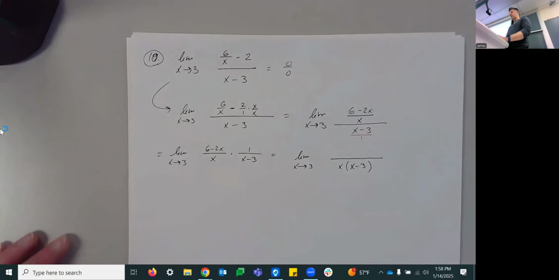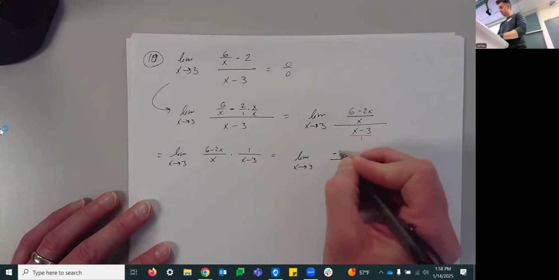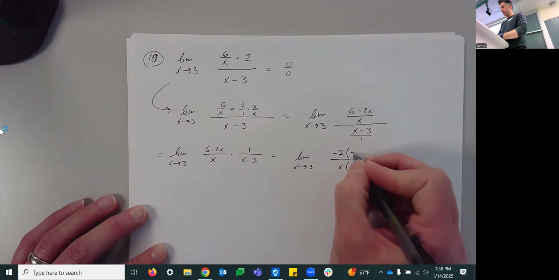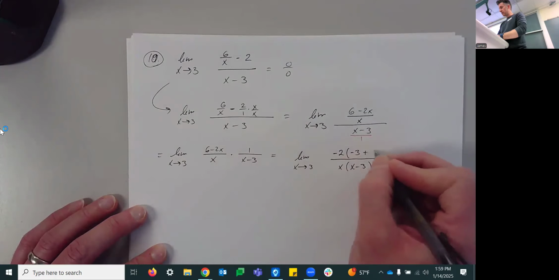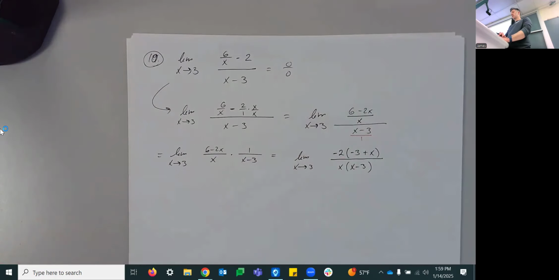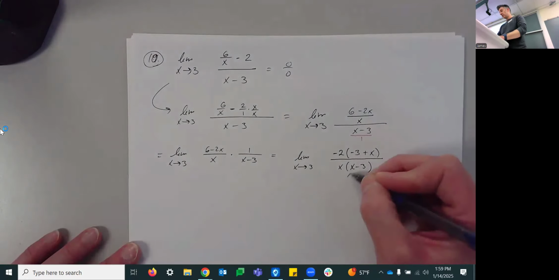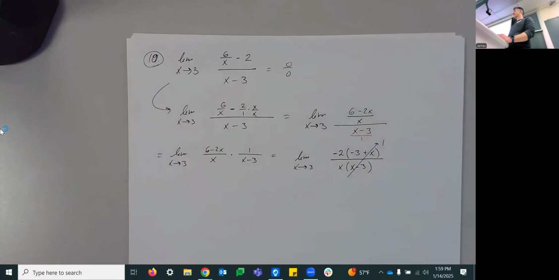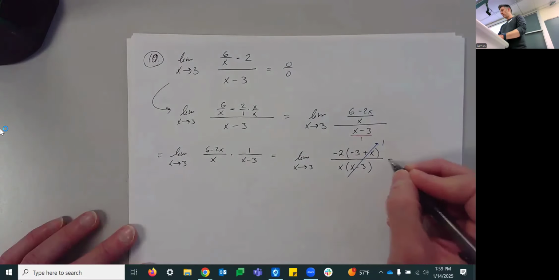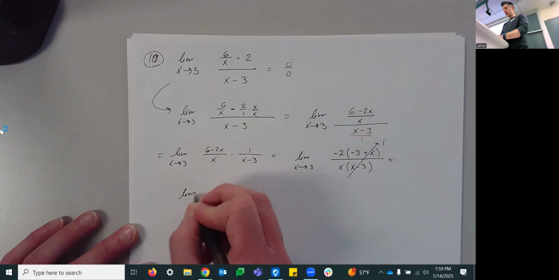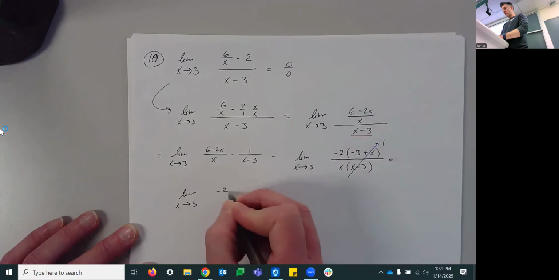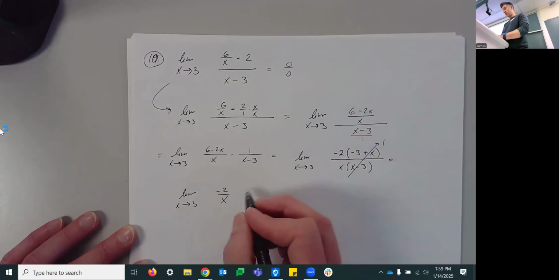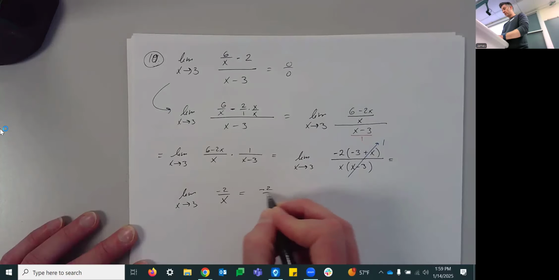In the numerator, I should factor out a negative 2. So I'm left with a negative 3 plus x. Negative 3 plus x is the same as x minus 3, so negative 3 plus x divided by x minus 3 is just 1. So now we have the limit as x approaches 3 of negative 2 over x. Plug in the 3, and you get negative 2/3.